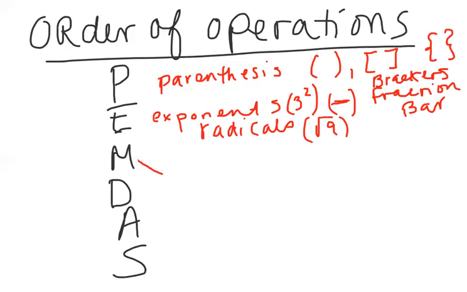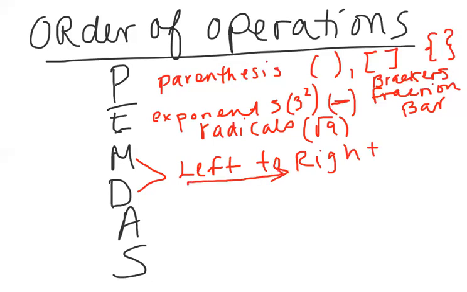Next, we have the big ones, multiplication, division. This is where you have to be careful when you're dealing with multiplication and division, guys. If you encounter both multiplication and division in a problem, you want to work it out from left to right, okay? This is just like you're reading a book, left to right, guys.